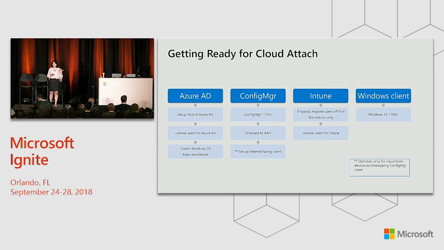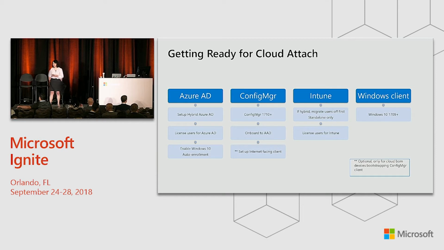As you can see from the previous slide, you go through this process of getting your devices attached to the Intune cloud. There are a few key elements that you need to get ready. The first one is Azure AD: you need to get your existing ConfigMgr managed devices to be hybrid AAD joined. So you get that set up, you get your AD to sync to AAD and all that stuff. You also need to license your users with Azure AD, which needs an Azure AD Premium license, and you enable Windows 10 auto enrollment. So that's what you need to do on the Azure AD side.